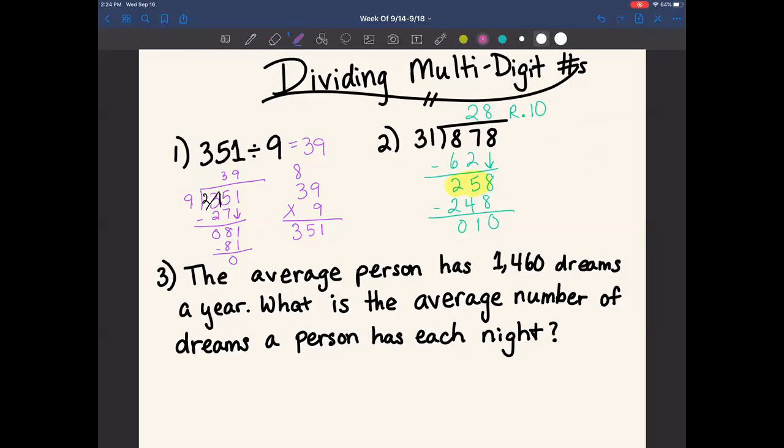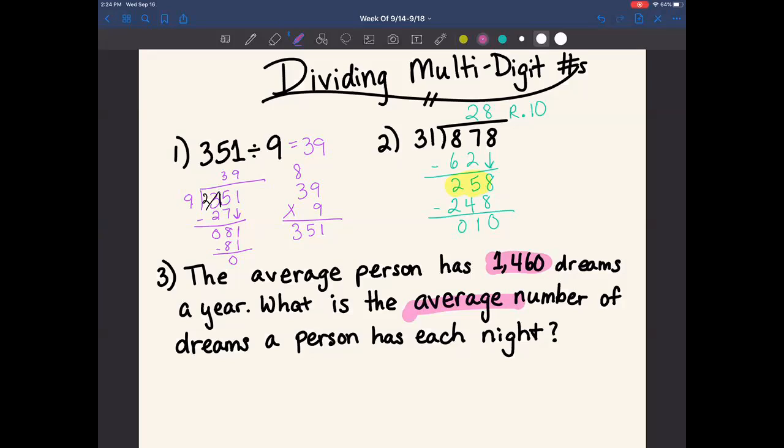The average person has 1,460 dreams a year. Remember, this is a word problem, so we want to underline, circle, highlight, put a box around all the numbers, okay? So average has 1,460 dreams a year. What is the average number of dreams a person has each night?